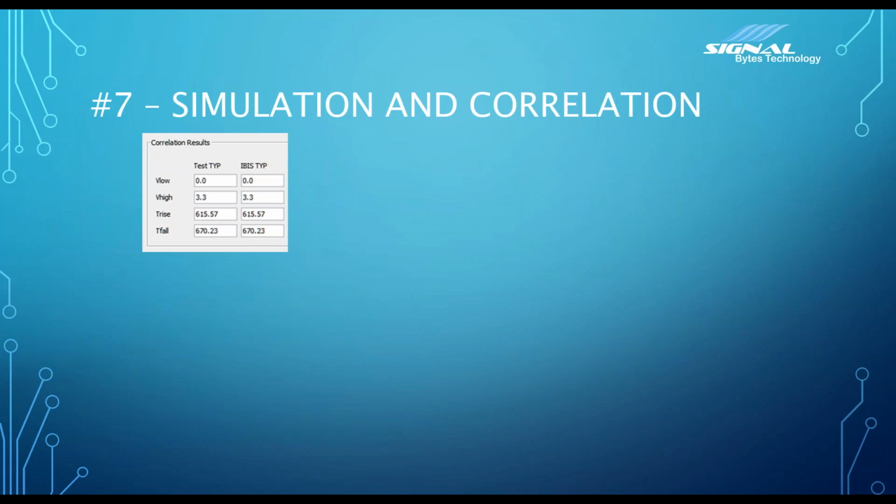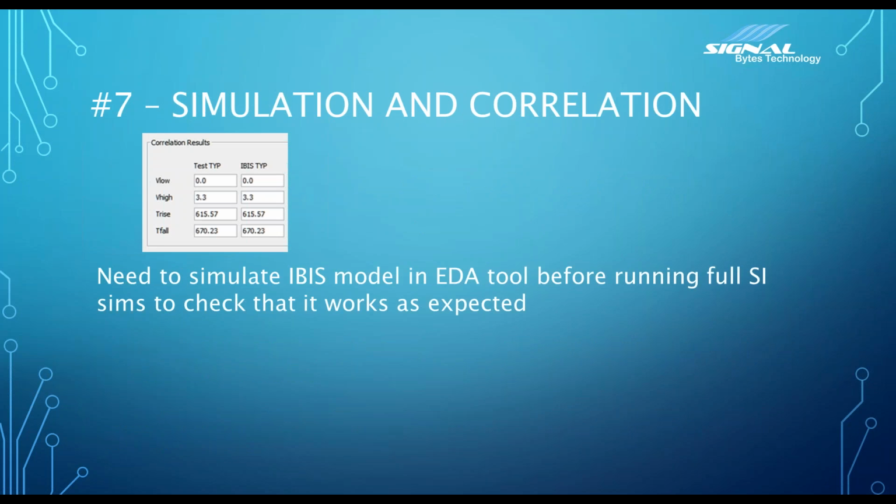Okay, so now we're going to try and go to the last one. This last one is about simulation and correlation, and this is really going to try and tie it together for you. Now, the first one's pretty basic, right? What you need to do is simulate the IBIS model in the EAD.